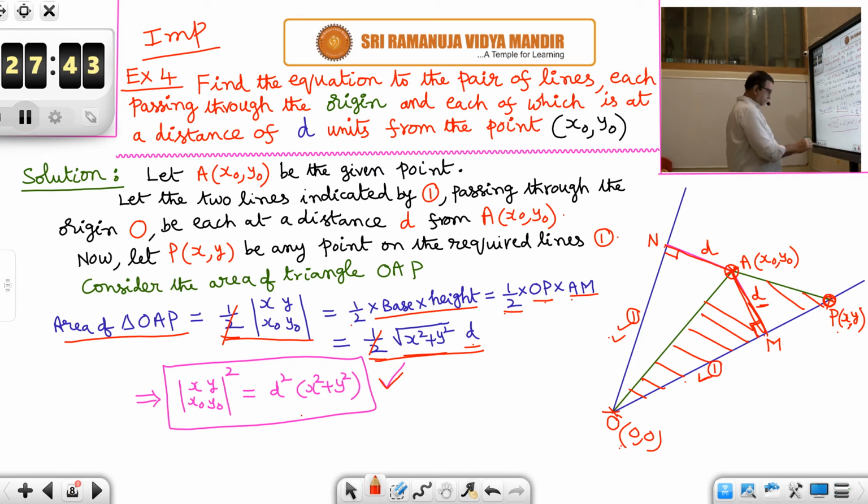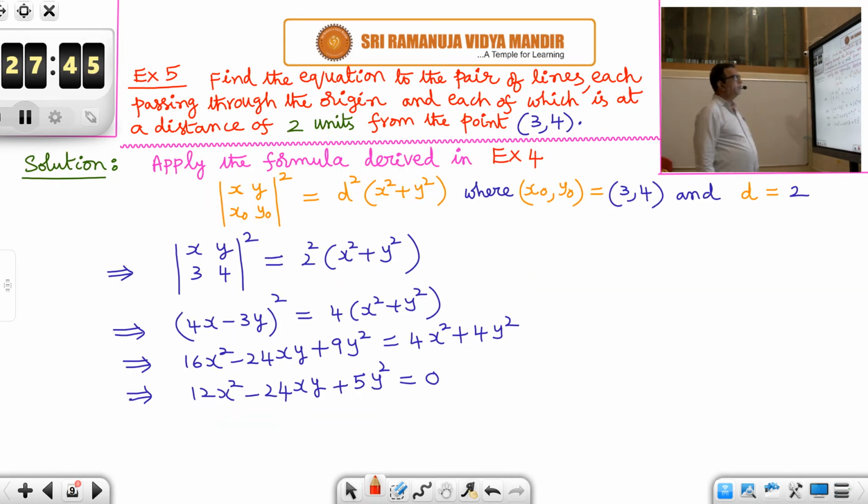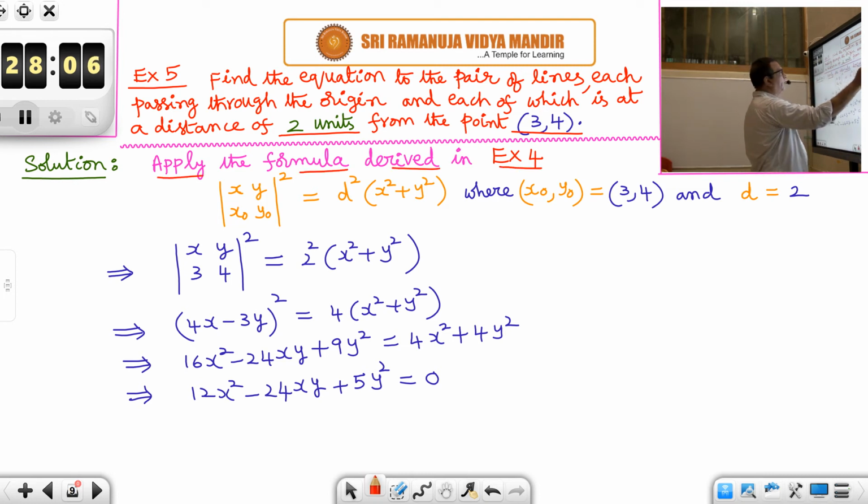So let us do an example on this. Example number 5. Find the equation to the pair of lines each passing through the origin and each of which is at a distance of 2 units from the point (3, 4). So D is given as 2 units, and the point (x0, y0) is given as (3, 4). Just apply the formula derived in example number 4, the previous example. What is the formula? The determinant of x, y, x0, y0 whole square is equal to d square into x square plus y square.